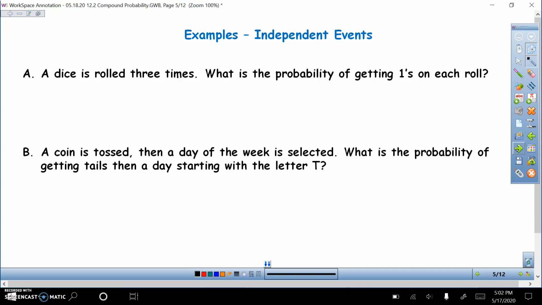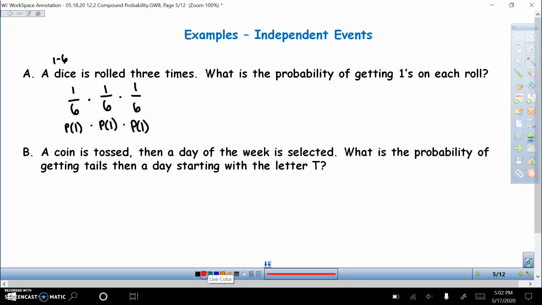So dice have numbers 1 through 6 on them. So there are 6 possible events. On a die, there are numbers 1, 2, 3, 4, 5, and 6. So there's a 1 out of 6 chance of rolling a 1 on the first roll. There's a 1 out of 6 chance of rolling a 1 on the second, times a 1 out of 6 chance of rolling a 1 on the third.